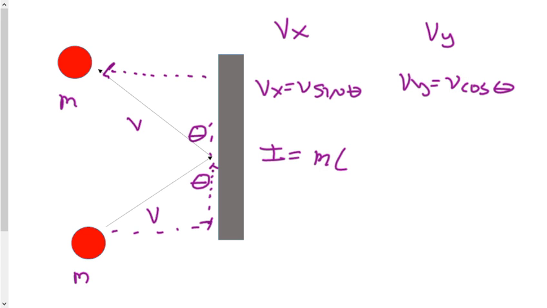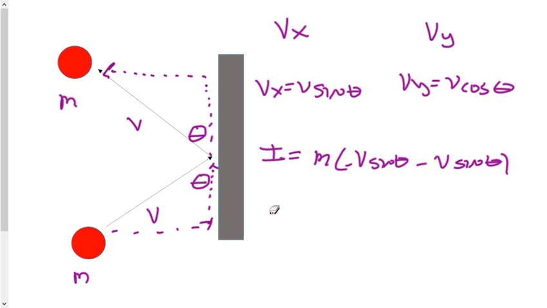It looks like we're going to have then a negative v sine theta, minus a v sine theta, because the beginning velocity in the x direction is a positive v sine theta, and afterwards it's a negative. So that would be equal to impulse.